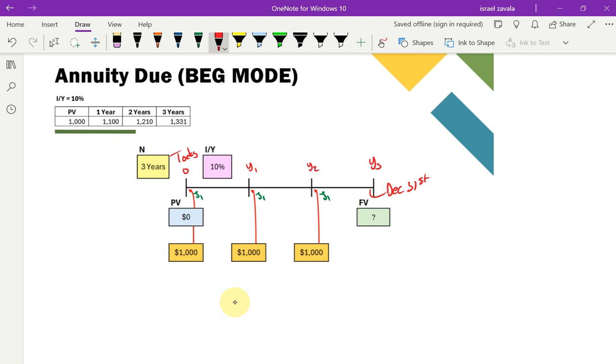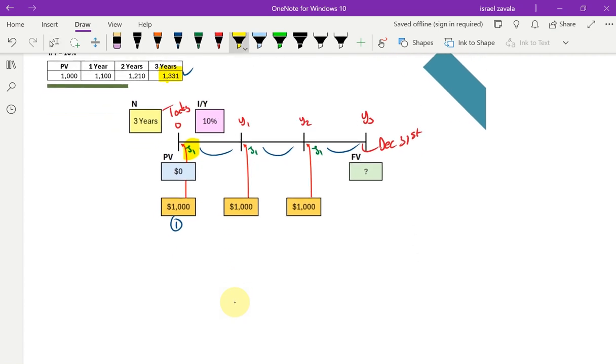Now, the big difference here is that notice that this January 1st, we're making our first payment immediately. So what does that mean? This first payment gets to compound not once, not twice, but 3 times. And what is the value of 3 years of compounding? It's 1,331. Let me see if I can do that without making a mess here. Okay, 1,331.